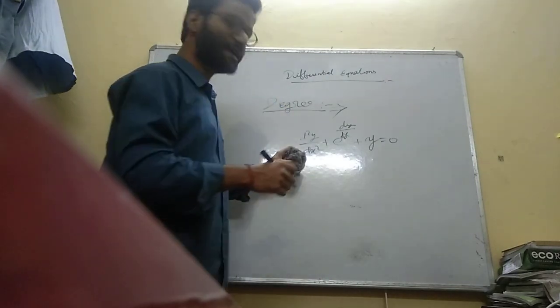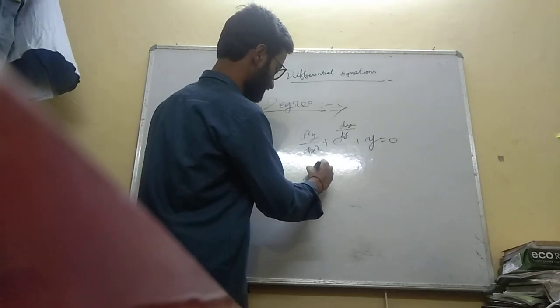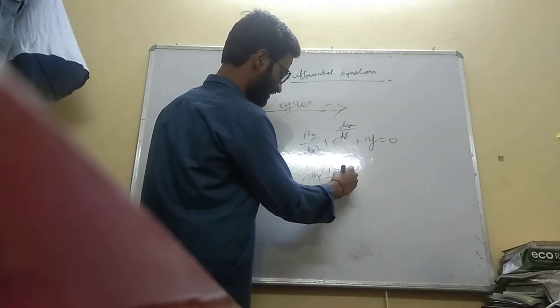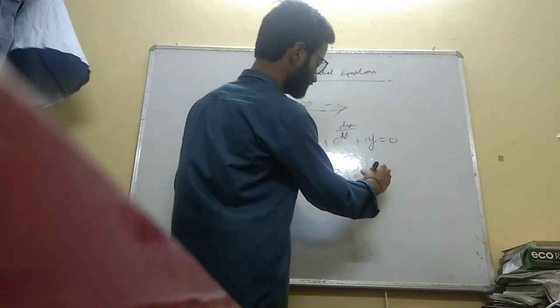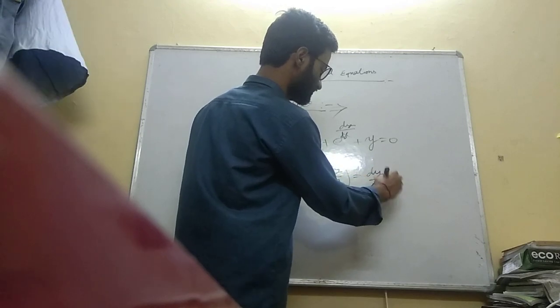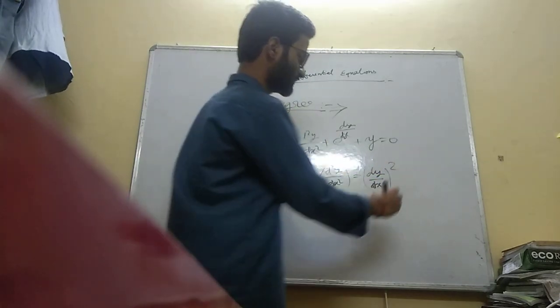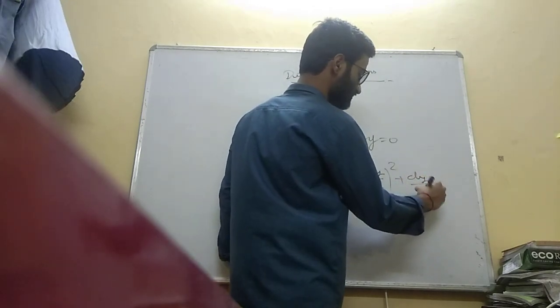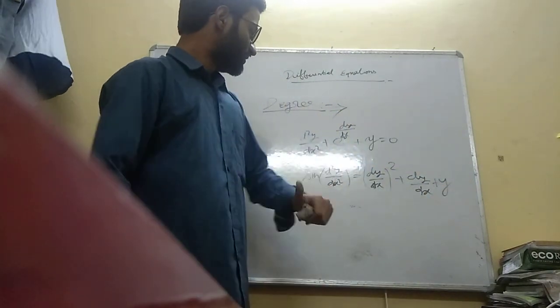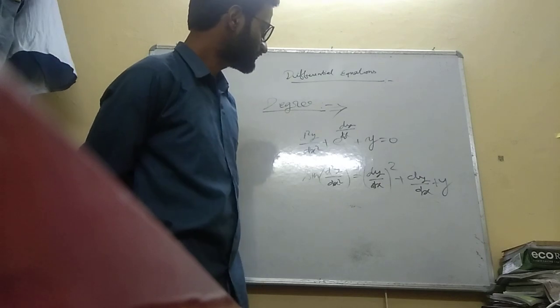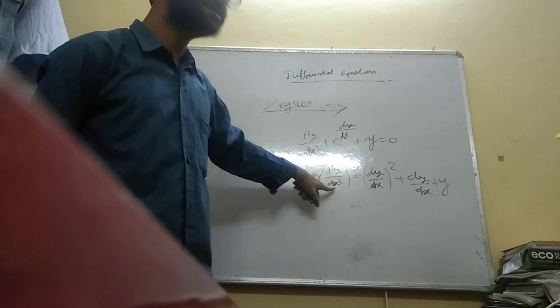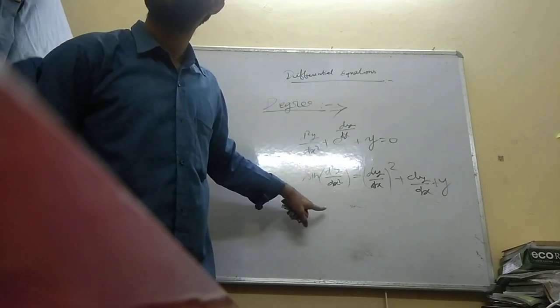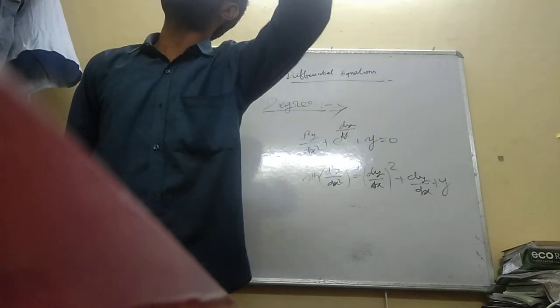Another example: sine of d2y over dx square is equal to the whole square of dy by dx plus dy by dx plus y. What is the degree of this differential equation? This is a polynomial in dy over dx, but the sine makes it not a polynomial because it is inside the sine. The highest order derivative must be a polynomial.